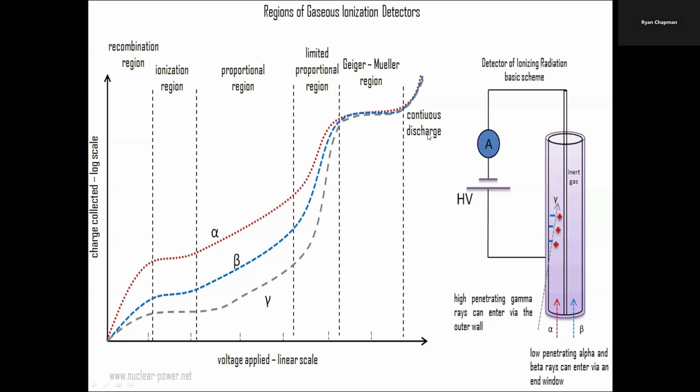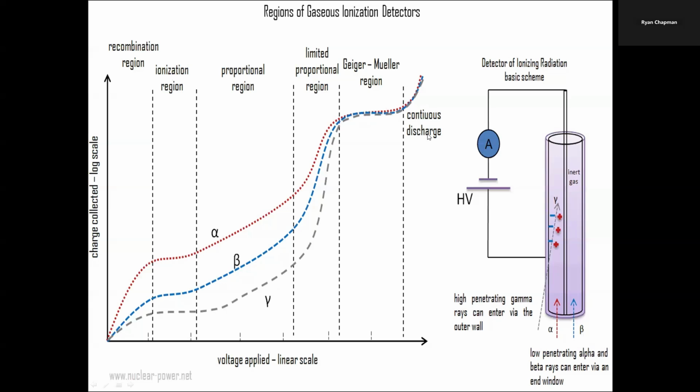Past the Geiger-Müller region, you have the continuous discharge region. Here, the voltage is sufficient to ionize the gas without an incident event. So this region is not useful for radiation detection, but it is used in applications like fluorescent lighting.